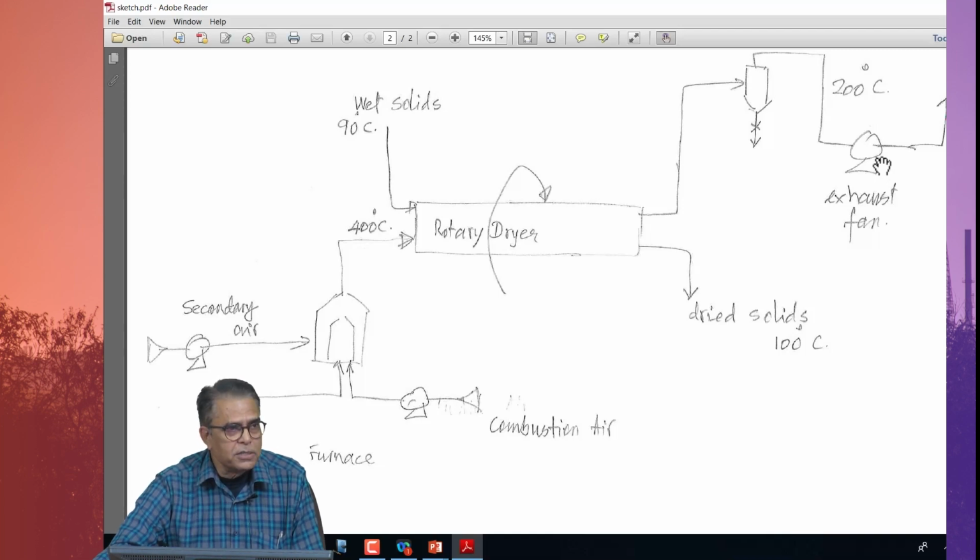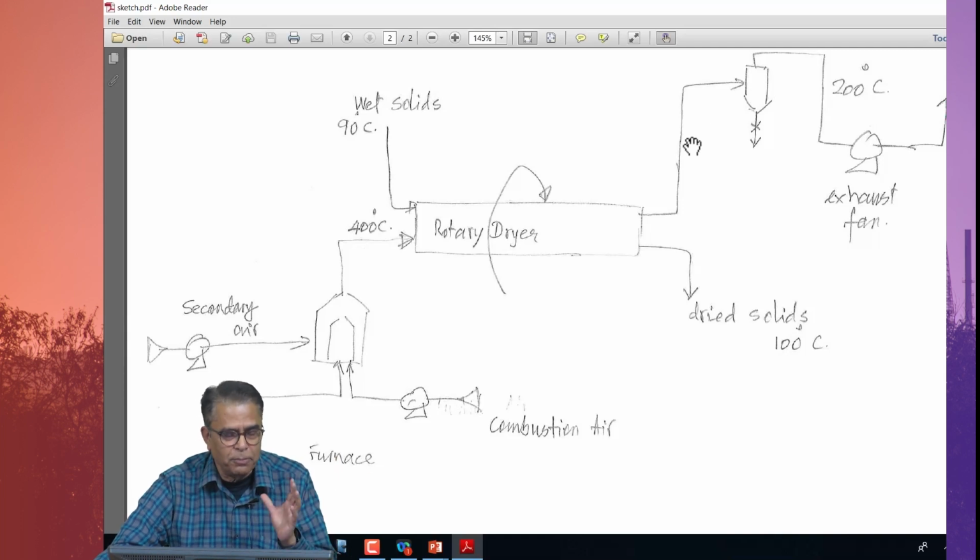Why 200 degrees Celsius is, it is found that if you try to bring down this 200, then the product drying does not take place adequately. So, if you want to have solids retained at 100, the exhaust gases should be at least 200 and above. That is what has been found experientially. The person who designed the heat transfer equipment designed it like that. You are in the plant.